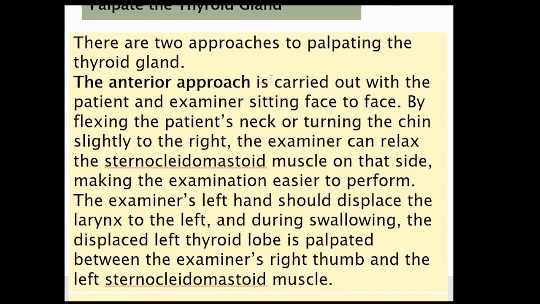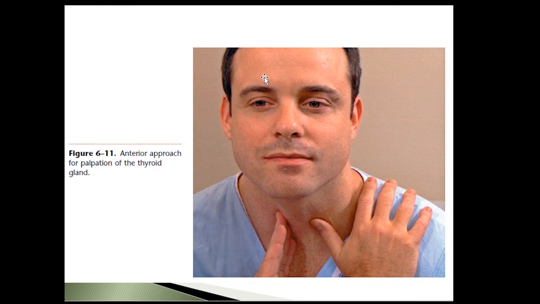When we palpate, we can use different ways. We can go to the front of the patient. We use one hand holding the trachea, fixed there, and then use the other hand to palpate the thyroid gland. Normally you just feel some soft tissue there. That's the normal condition.